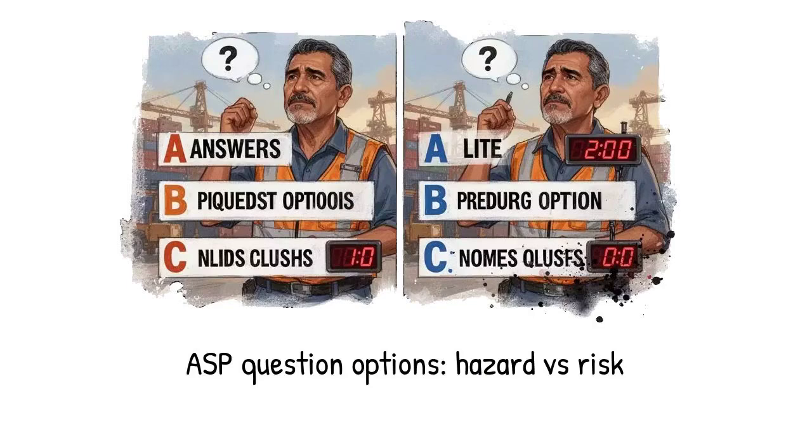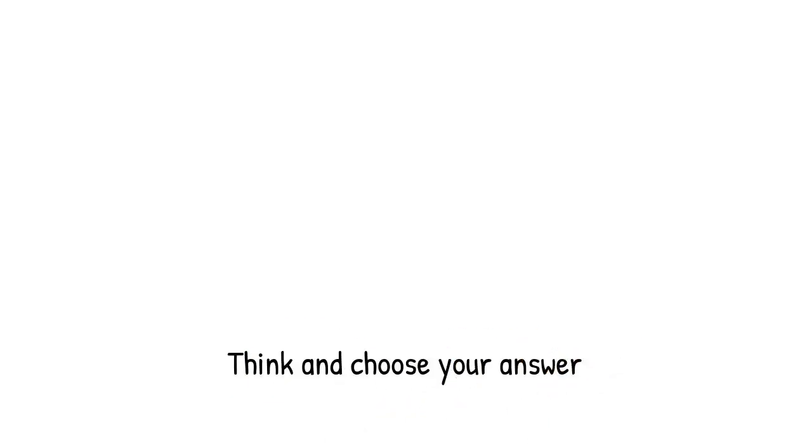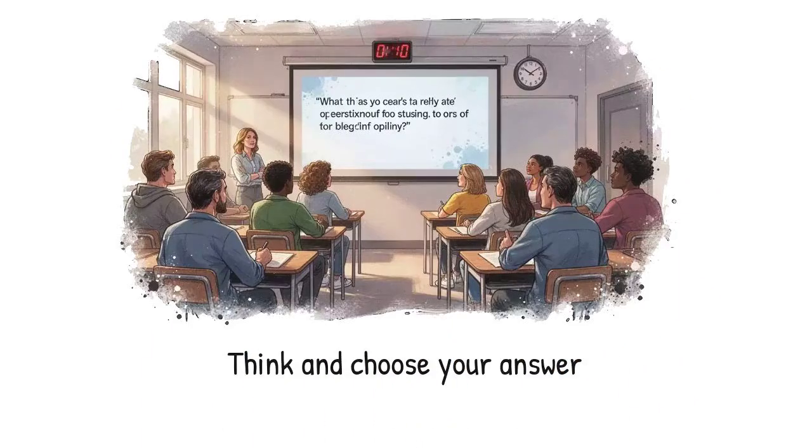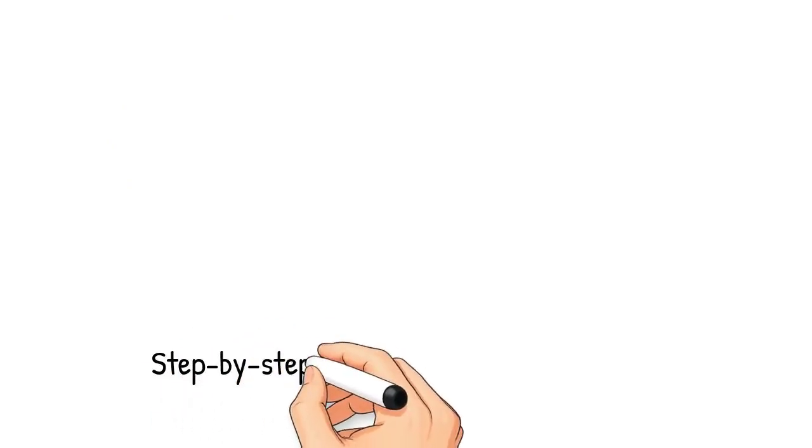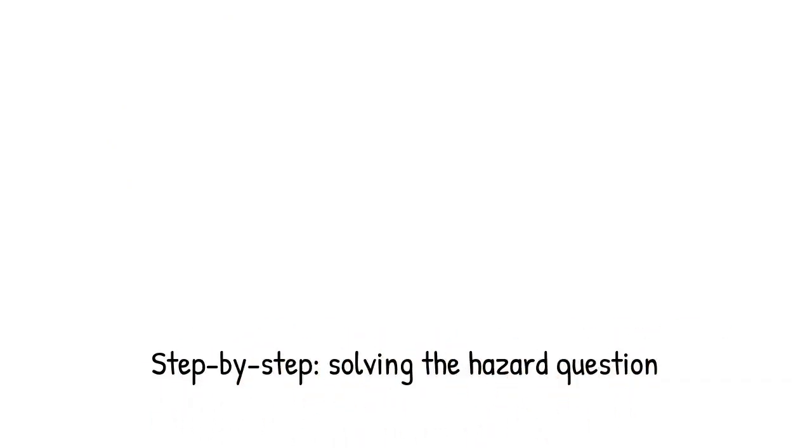Show options A to D clearly with an on-screen timer counting down. 3, 2, 1. Take a moment, think about it. What's your answer? Let's solve this step by step, just like you should in the exam.